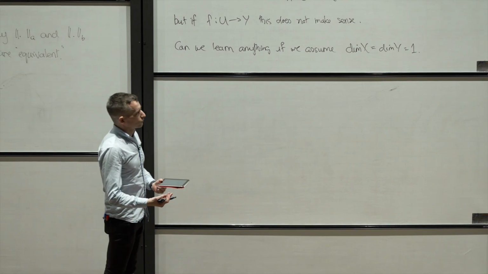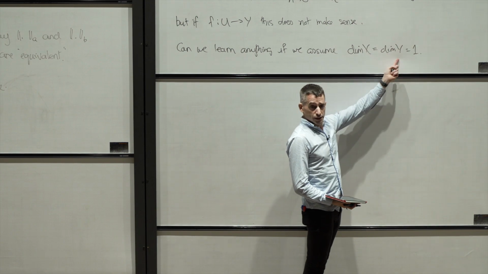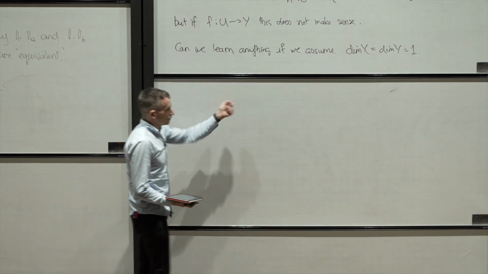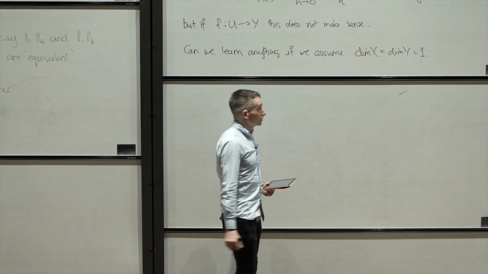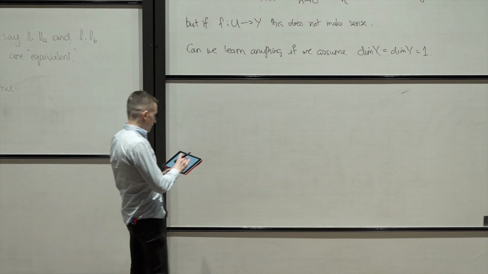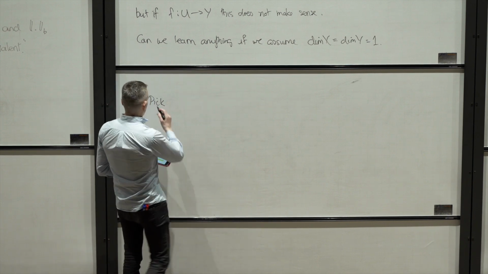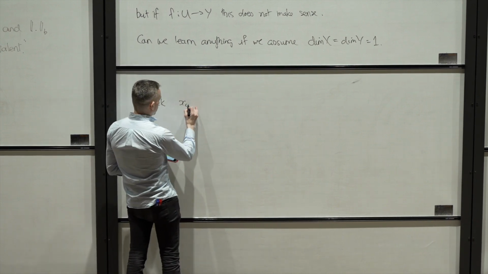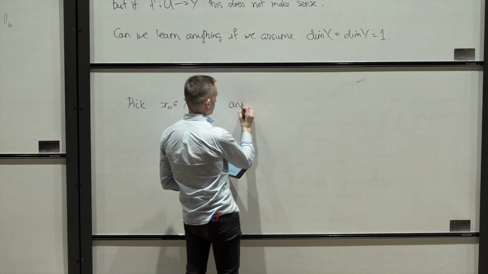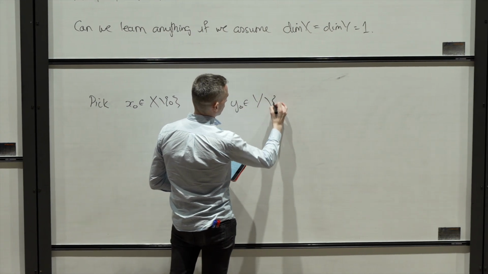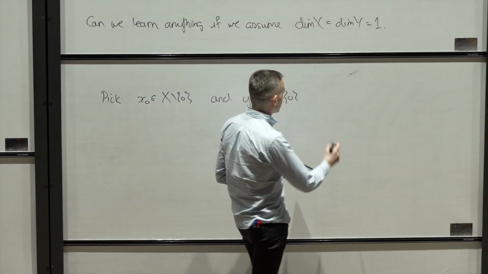So one solution would be to say, well, okay, in the one-dimensional case, surely we're fine. We just pick coordinates, write down the function from the reals to the reals associated to picking coordinates, and then take the derivative of that function. Now, let's do that just to see what happens. Let's say pick x0, a non-zero vector in X, and y0, a non-zero vector in Y. So those give you a basis of X and Y respectively.